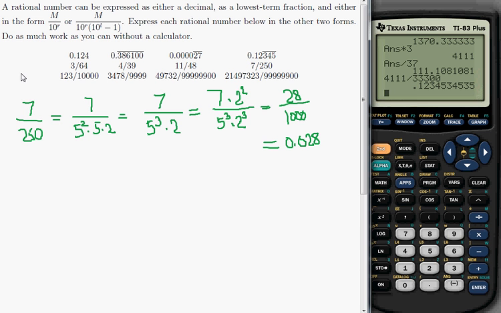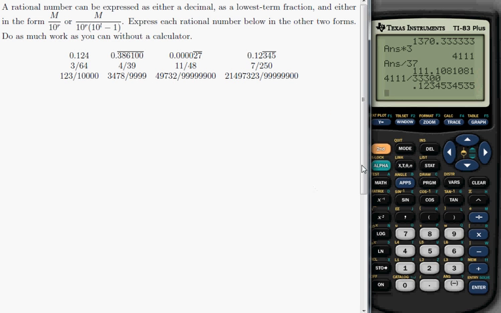Okay, finally the last problem. So we have 21,497,323 divided by, and here I have 1, 2, 3, 4, 5, 6 nines, and then followed by 2 zeros. So 99,999,900. Okay. Notice that the numerator has more than 6 digits: 1, 2, 3, 4, 5, 6, 7, 8.